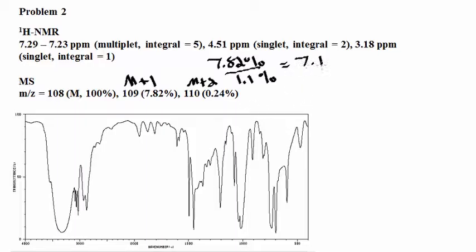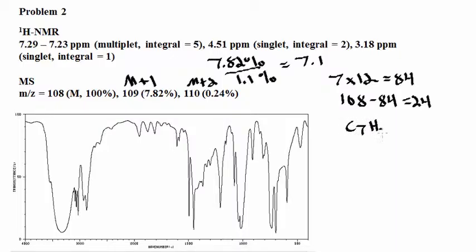So let's start out by assuming that we have 7 carbon atoms, and so 7 times 12 gives us 84, and then 108 minus 84 gives us 24. So we have 24 atomic mass units to dish out to hydrogens, oxygens, and possible nitrogens. If we had 0 nitrogens and 0 oxygens, then we would have a molecular formula of C7H24. Now this violates the hydrogen rule. There's no way that we could have this many hydrogens with only carbon atoms, and so this can't be right.